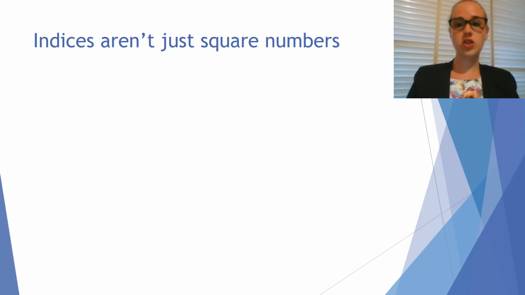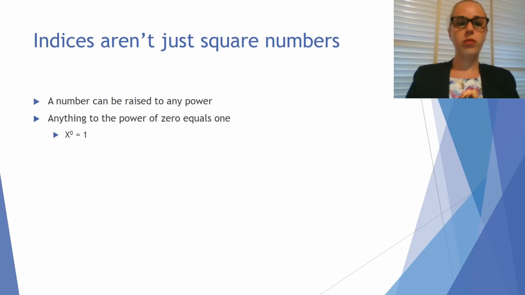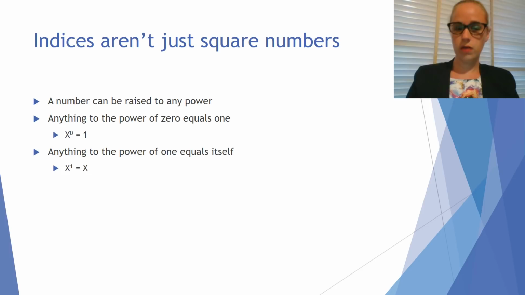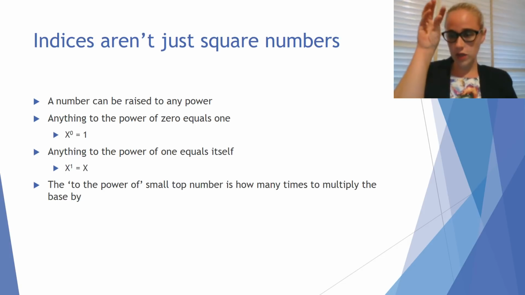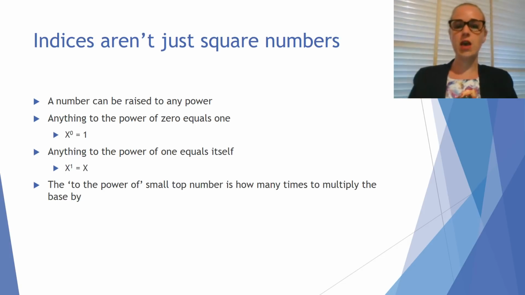So indices aren't just square numbers. A number can be raised to any power, so any number that you can think of. Any number raised to the power of 0 equals 1. Any number raised to the power of 1 equals itself. The small top number, that superscript, that index, is how many times to multiply the base by.